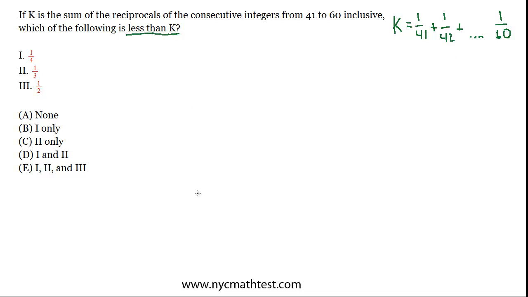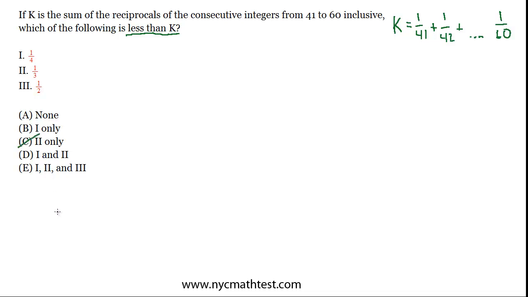So how can we approximate the value of k? Let's take a look at the multiple choice. I think it's interesting to realize our choices. A is none, which is to say that k is smaller than any of these. B is 1 only, which means that a quarter is less than k, which is totally possible. C is 2 only, which means that a third is less than k. But if a third is less than k, then certainly a quarter is less than k, because a quarter is less than a third. So that's actually impossible. So right away we can eliminate C.